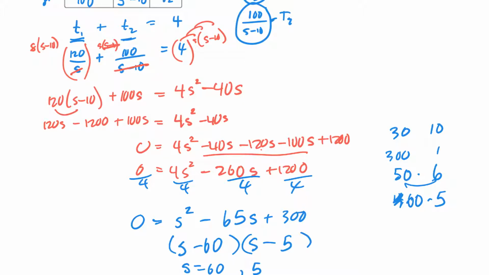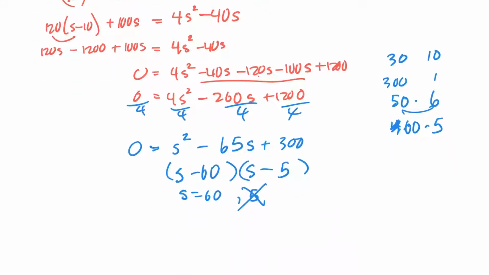Now, when you look up there, it can't be 5 because s minus 10, if s is 5, 5 minus 10 is a negative 5. That means they'd be going backward. Pretty hard to go 100 miles in the forward direction if you're actually going backward. So I would rule that one out. So the answer is 60.